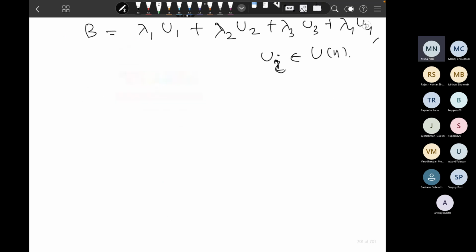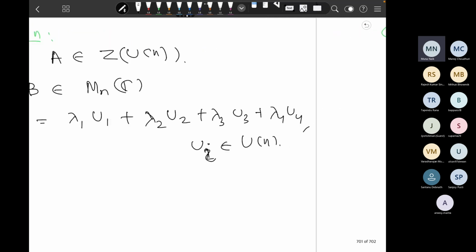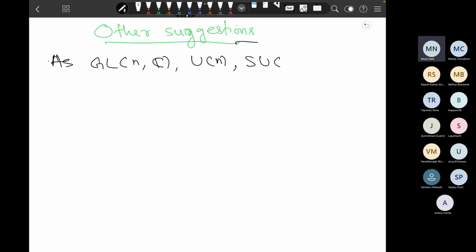Okay, so there are other suggestions also. Let us keep this page somewhere. Let me use this. So other suggestions. I will do these things in a different way. As I said, I will do everything in a general way. As this thing, GL_N(C), U_N, SU_N, I am just asking irreducibly on C^N.